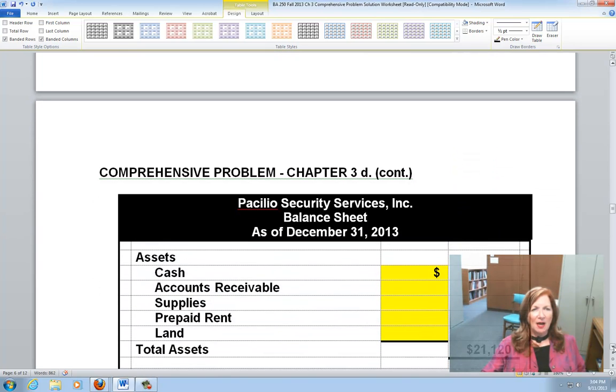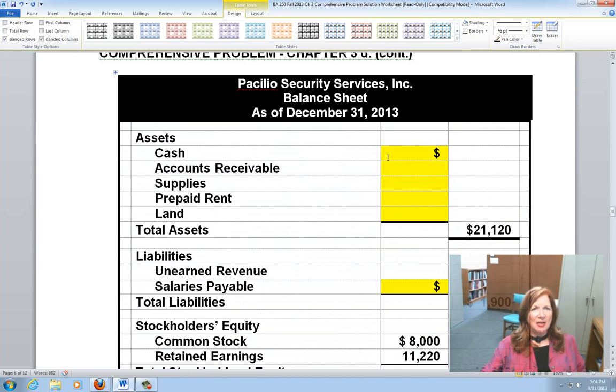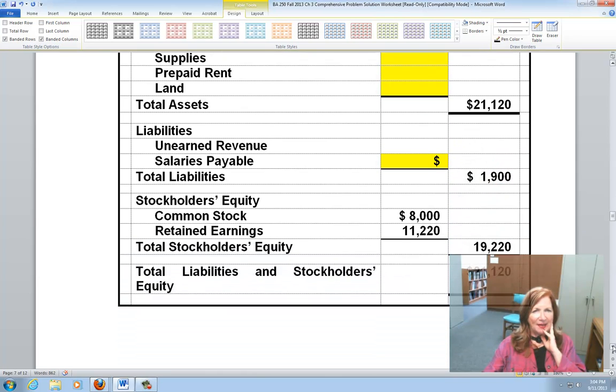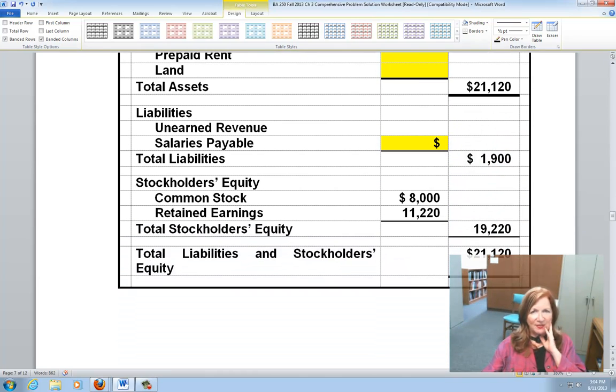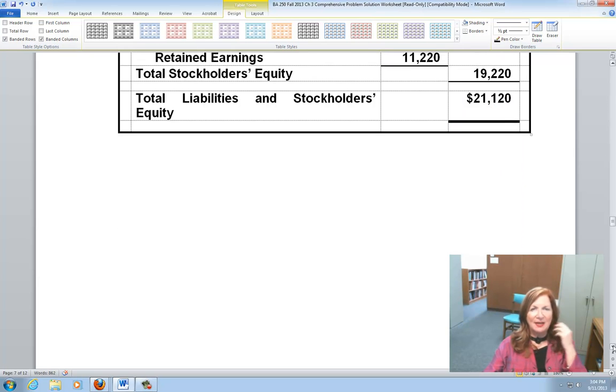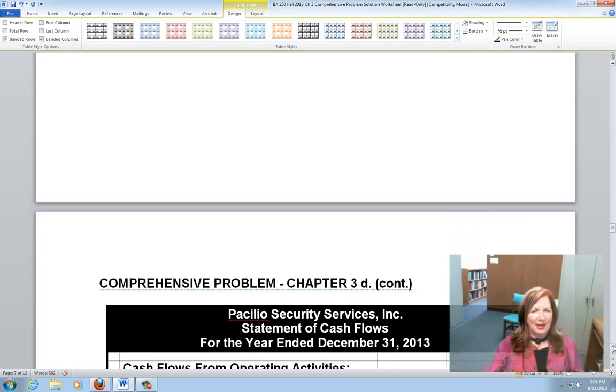And then we have the balance sheet. So now I'm asking you to enter all the assets and make sure that they add up here. I'm asking you to enter the salaries payable and make sure that it fits in there. And then see that the rest of this balances. In other words, check to make sure your numbers are correct.